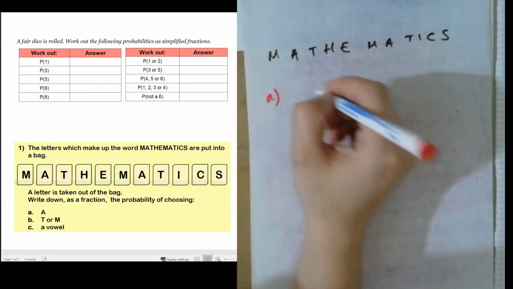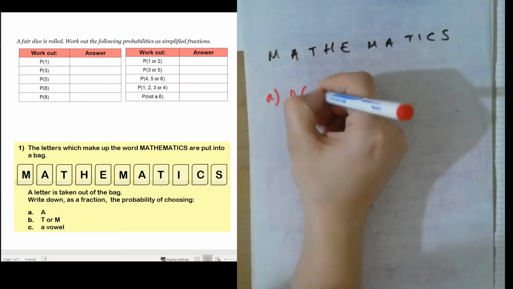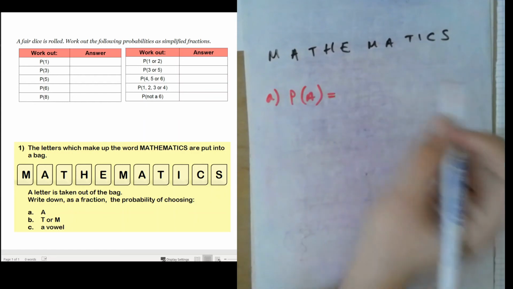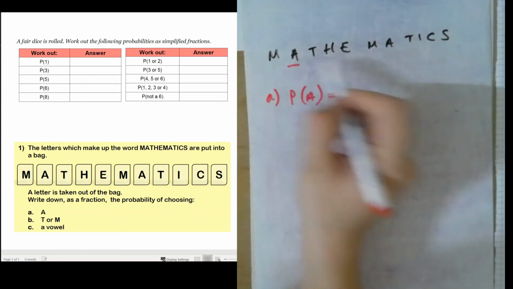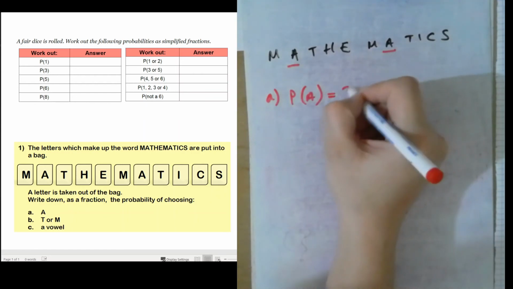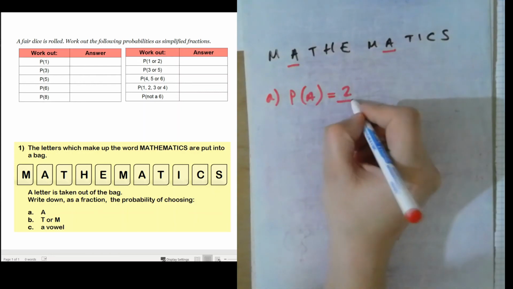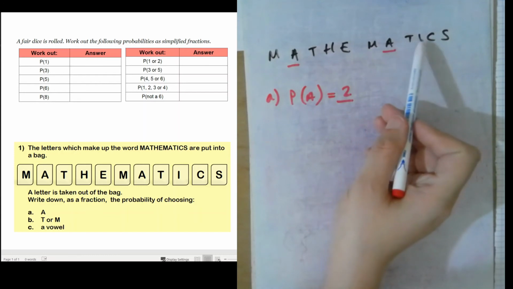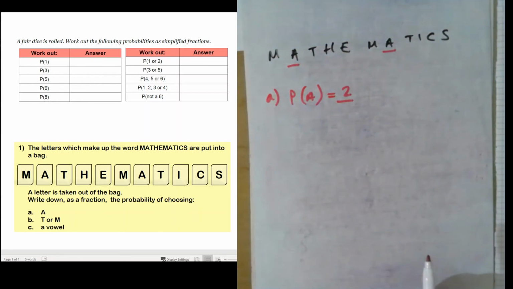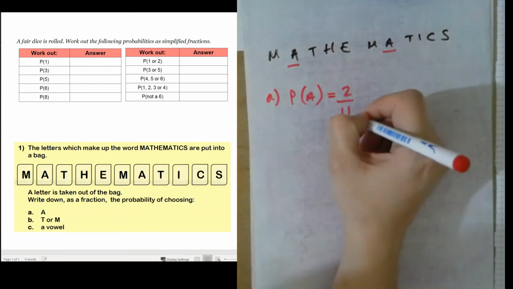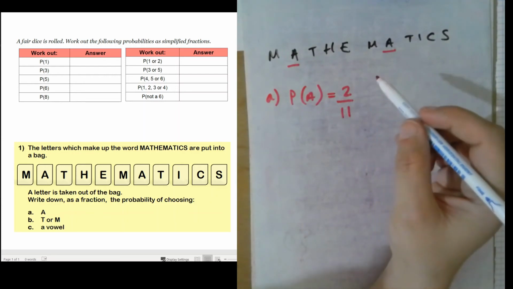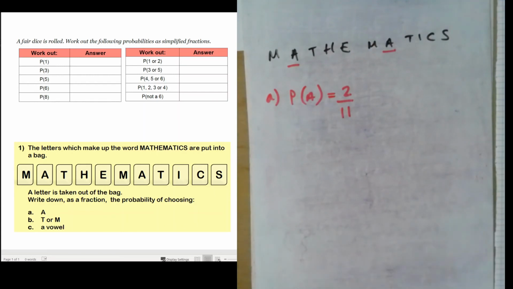Okay, so when they're talking about A, I could actually theoretically say it's the probability of getting an A, right? So, how many A's do I have? I have 1, I have 2, so there's 2 chances of getting an A, over how many? 1, 2, 3, 4, 5, 6, 7, 8, 9, 10, 11. There are 11 letters altogether. So there's 11 chances altogether, but only 2 of them are an A. Yeah? Hopefully that makes sense.